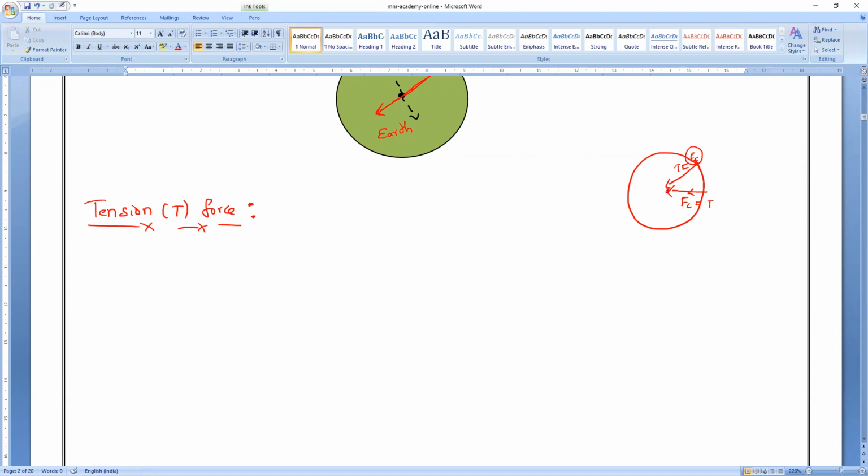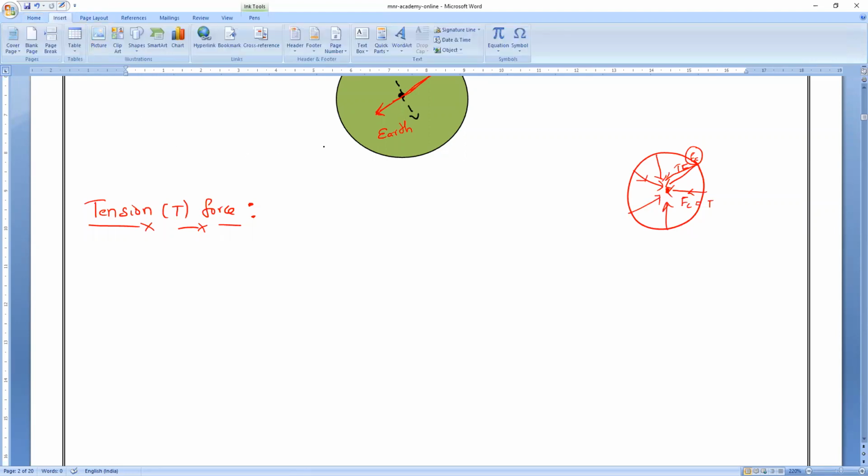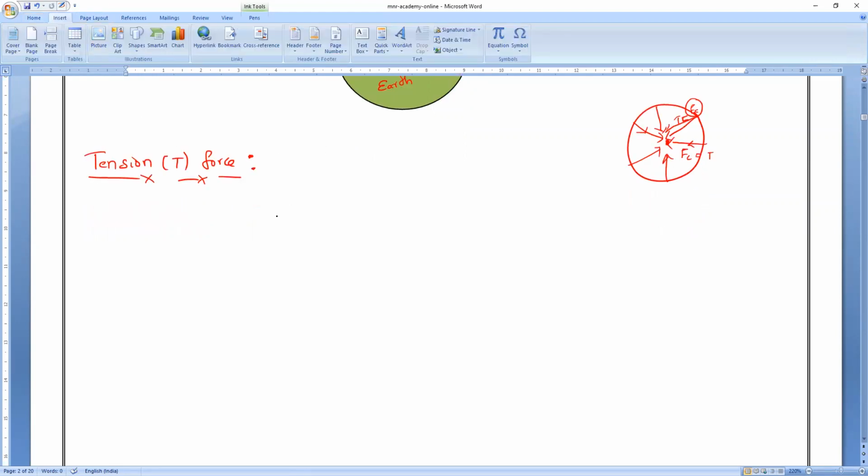So always, the tension will act along the string. Along the string it will act, and always act towards the what? Everybody, it will act towards the center. Okay. Now, if you take a string, rod, chain, or whatever, this tension is the same.